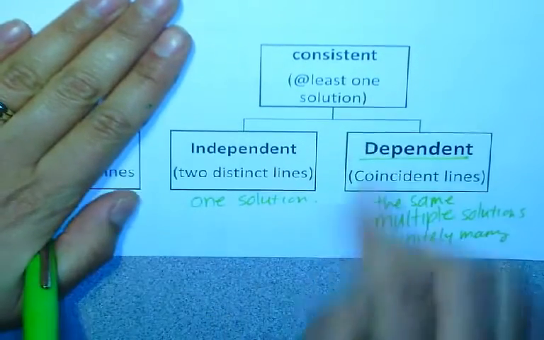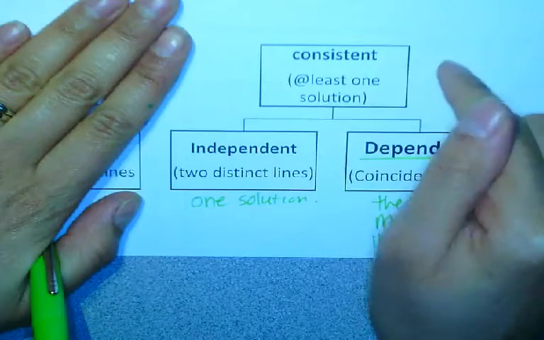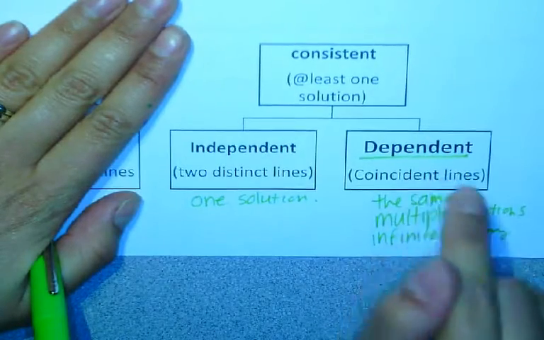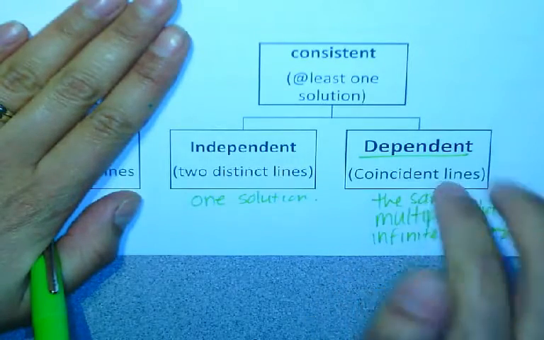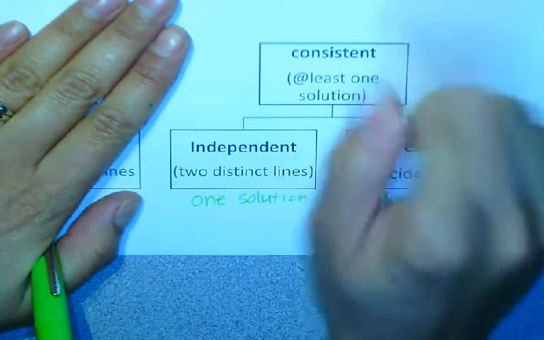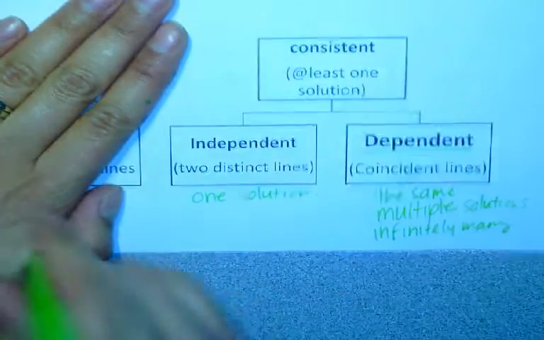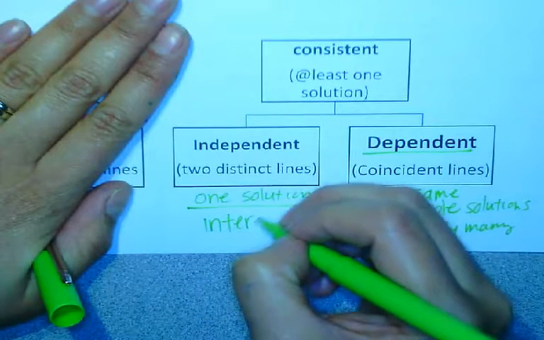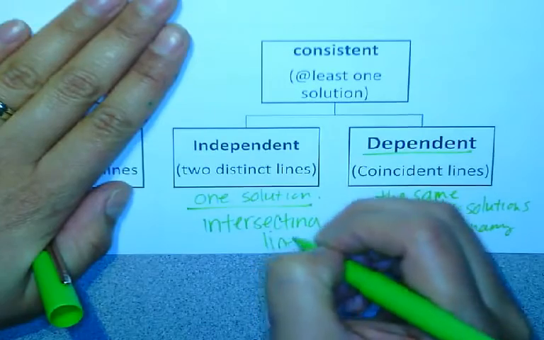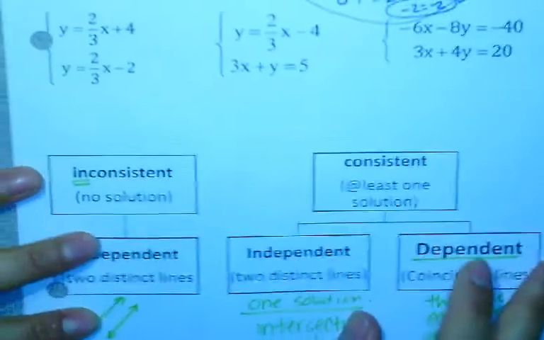If you do a system and they are consistent, that means they have at least one solution. If they are the same line, same slope, same intercept, then they will be dependent. So consistent and dependent system because they are coincident lines. If they are consistent with only one solution, then it's going to be independent because they're two distinct lines. One solution, they'll be intersecting lines. Okay, so make sense of all of this and then go back and figure it out over here.